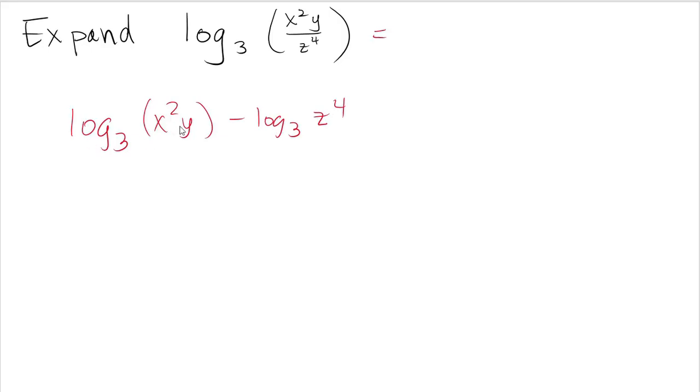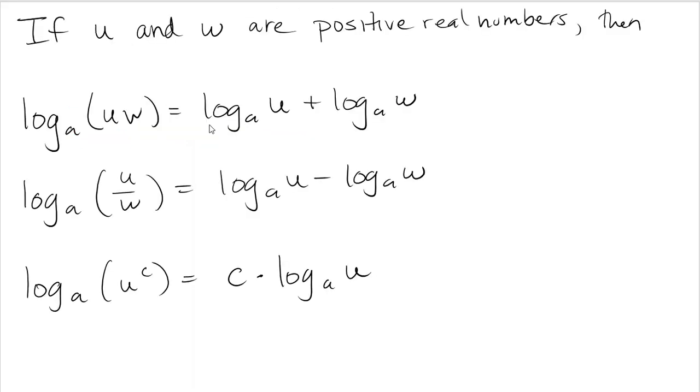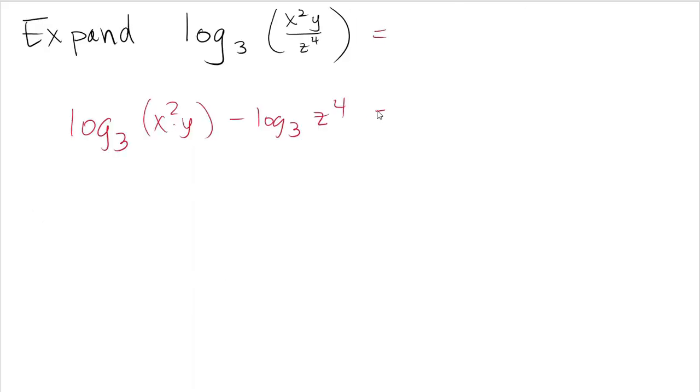Focusing on the first logarithm, I still have multiplication in there. We know we can rewrite that as a sum. Log base a of the product of two factors can be rewritten as the logarithm of the first factor plus the logarithm of the second factor. So I can expand this to log base 3 of x squared plus log base 3 of y minus log base 3 of z to the fourth.